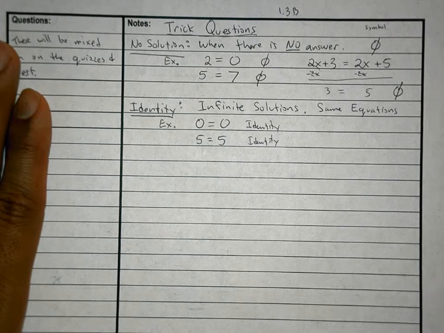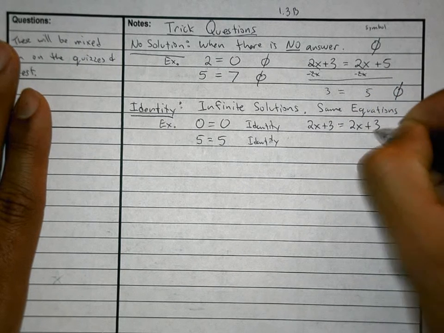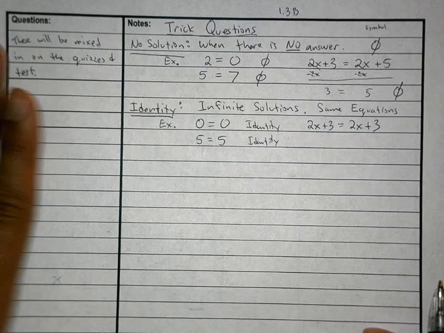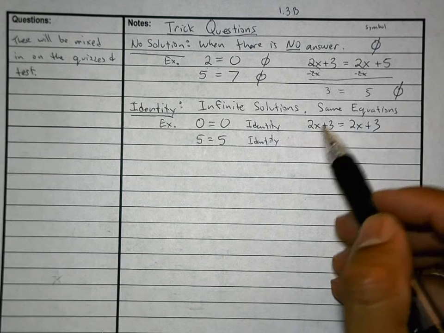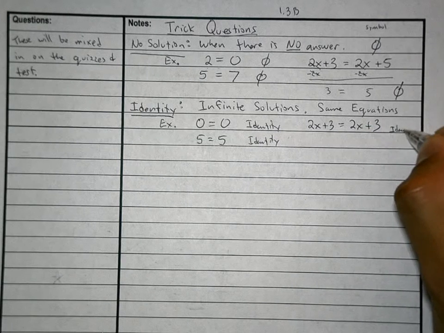Is there a symbol for it? There's not really one for identity. That's why I'm not going to write that down. There is something for how many solutions are there, or there's all real numbers, so there's a symbol for that, but not for identity by itself, not that I'm aware of. I thought about it. Here's another example. 2x plus 3 equals 2x plus 3. Is this equation the same as that equation? Yes. It's an identity.